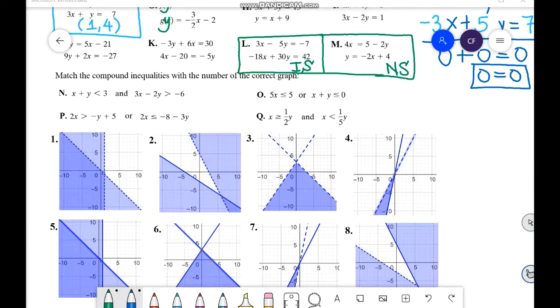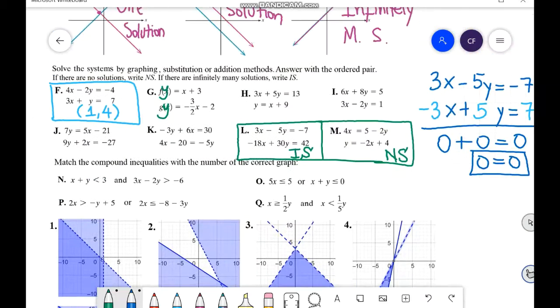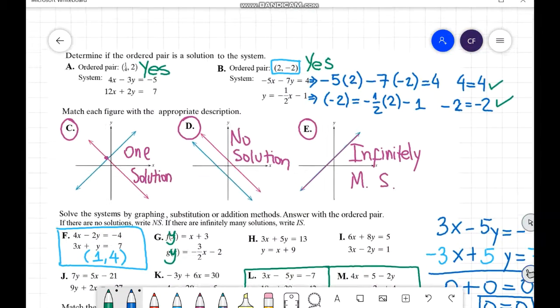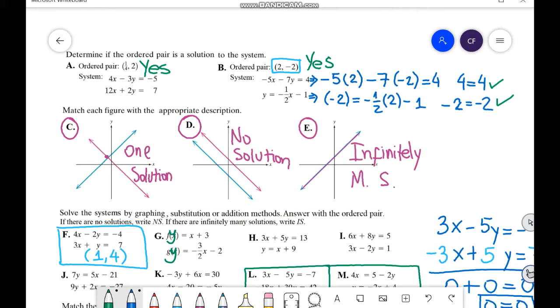You missed A and B. Let me show here. A and B is to determine if the ordered pair is a solution, and it's going to be yes and yes. You just have to plug into the system. Plug in X and Y into each equation.